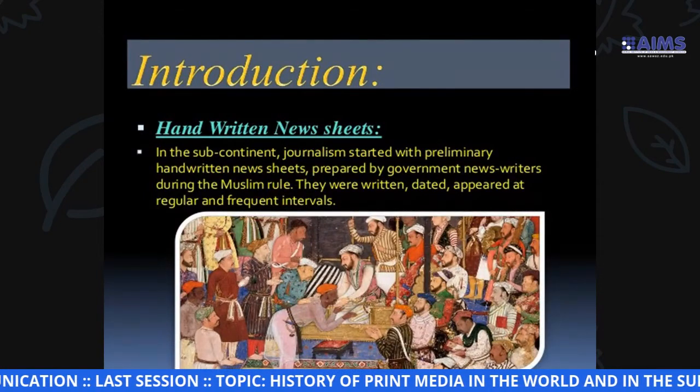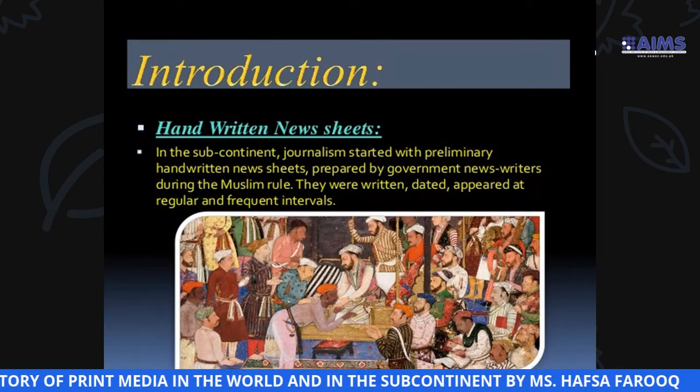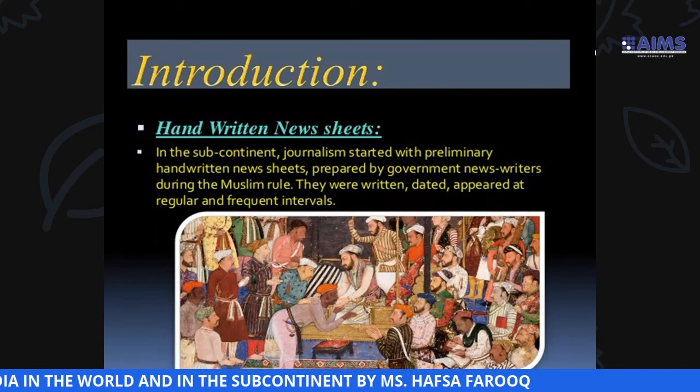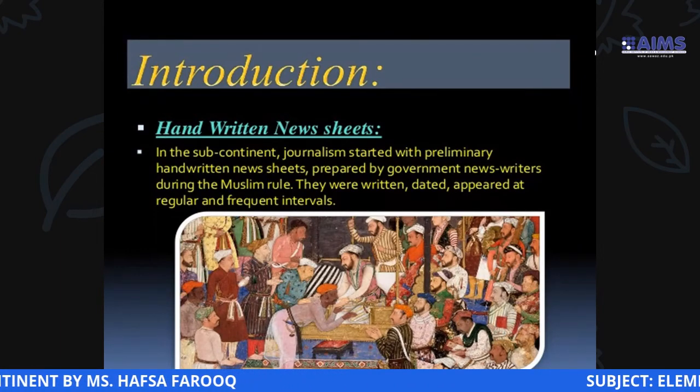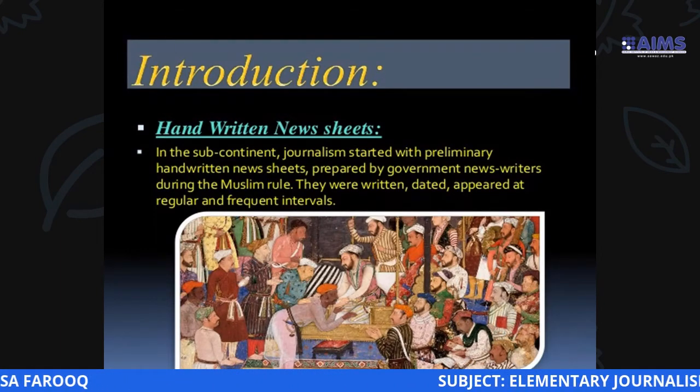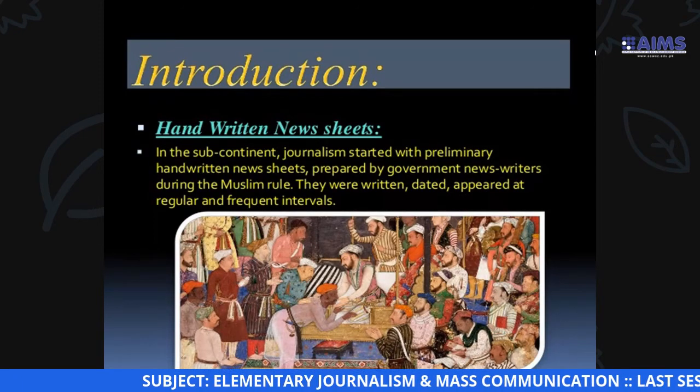Introduction. Handwritten news sheets. In the subcontinent, journalism started with preliminary handwritten news sheets prepared by government news writers during the Muslim rule. They were written, dated, and appeared at regular and frequent intervals.